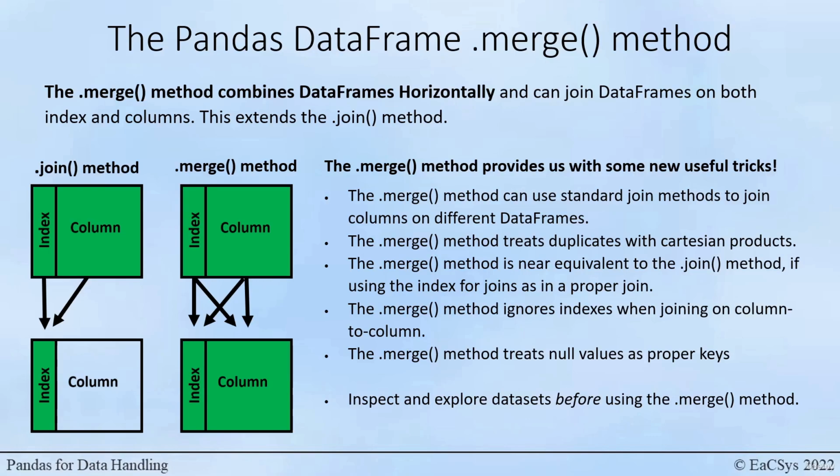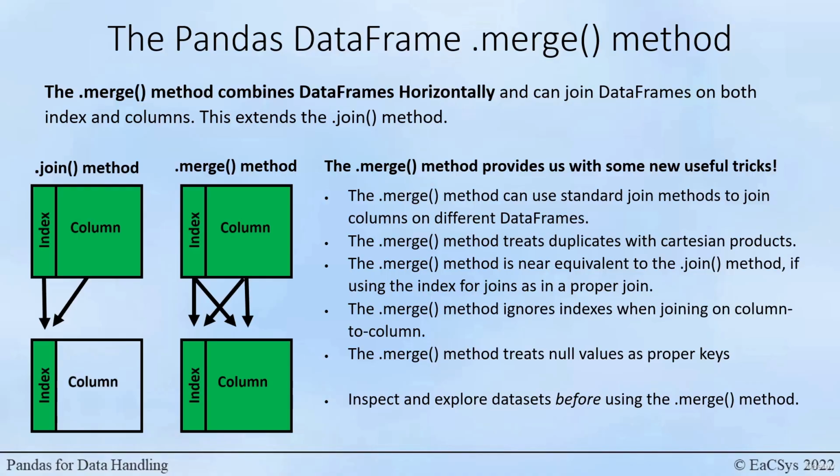And the reason that the inner join is default is because the merge method is very powerful and can create time and resource consuming work if improperly handled or used without prior exploration of the merged data frames. And the merge method treats duplicates with Cartesian products. And this means that duplicates may create very large data frames when used with the merge method. And the merge method is quite advanced and has a more complex argument syntax than the pandas data frame join method.